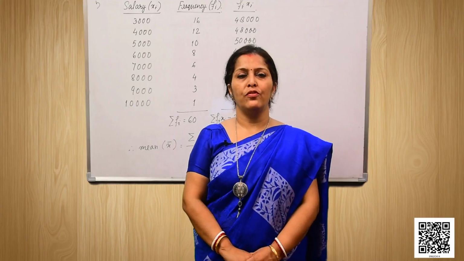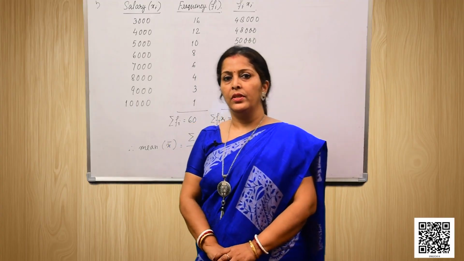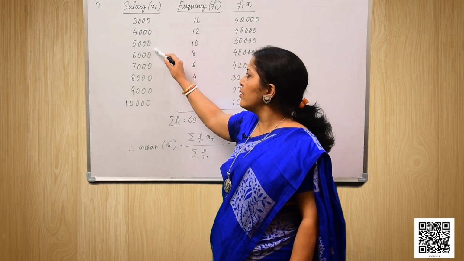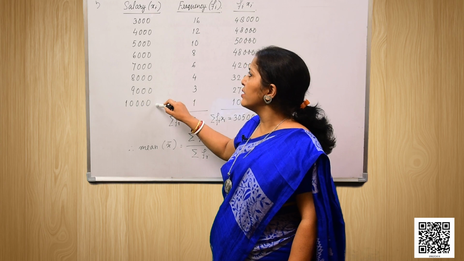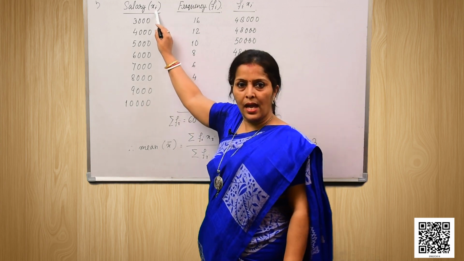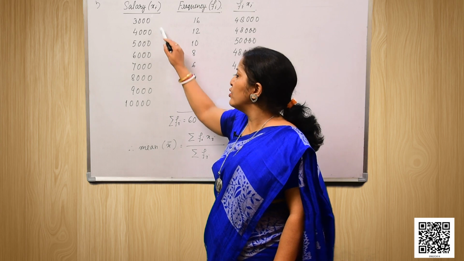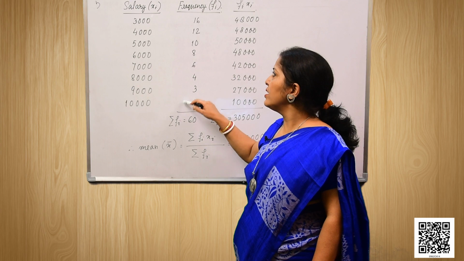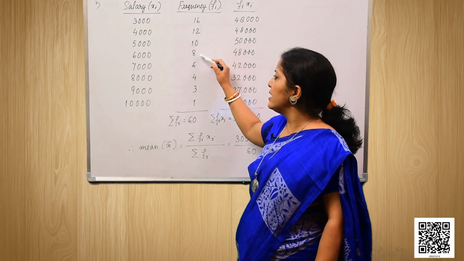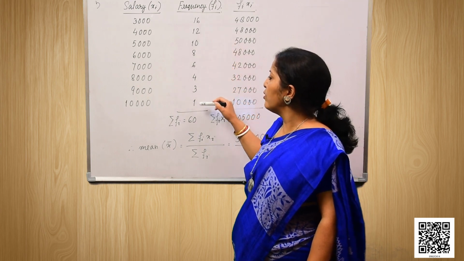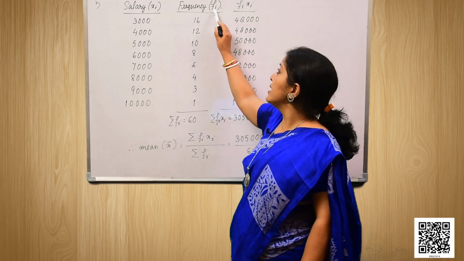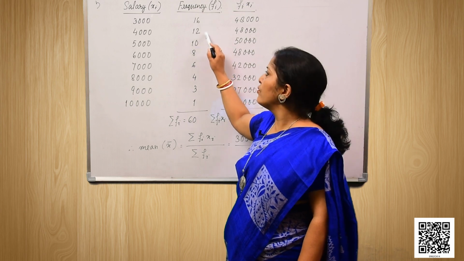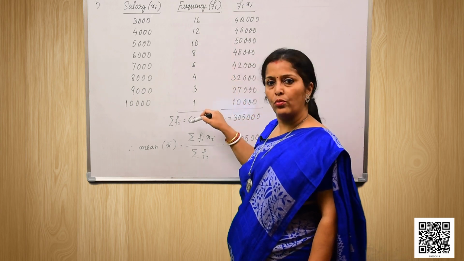So, here is the solution for question number 5. It was given the salaries as 3000, 4000, 5000 up to 10,000. We mark this column as xi, i indicates from 1 to 8. Next column is the frequency. This is also given to us. They are 16, 12, 10, 8, 6, 4, 3 and 1. We mark this column as fi. i indicates that f1 is 16, f2 is 12, f3 is 10 and so on.